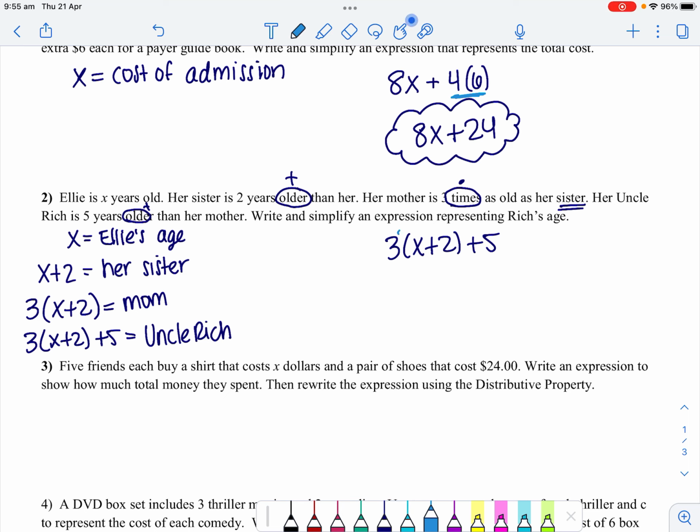Here I'm going to start with the distributive property. So 3x plus 6 plus 5. And then I'm going to combine like terms. So 3x plus 11.